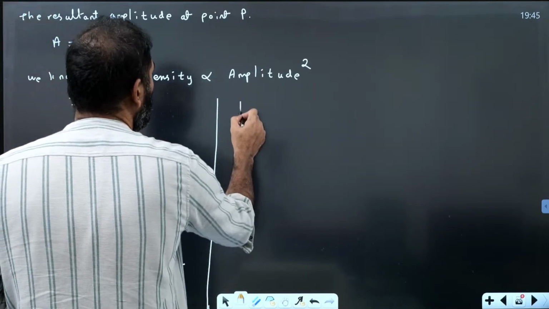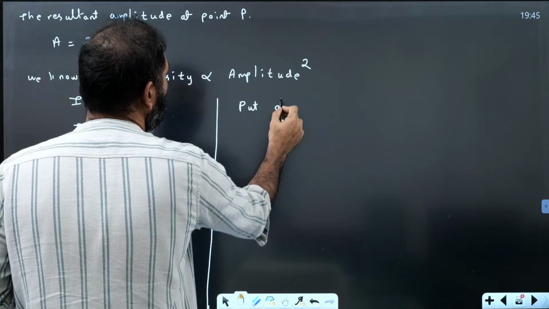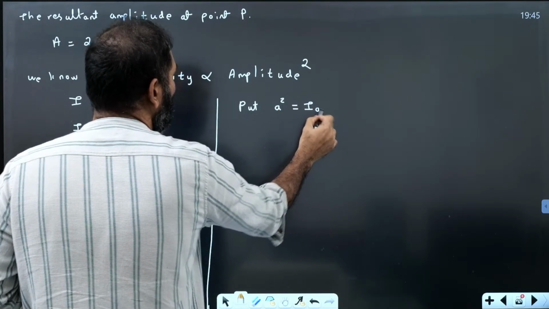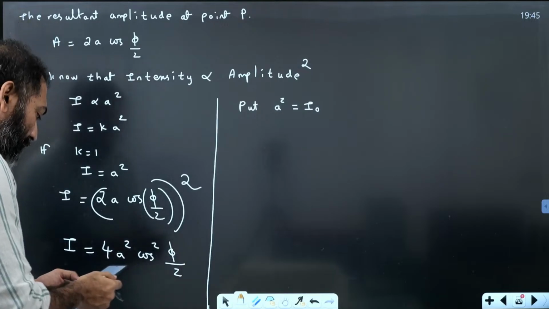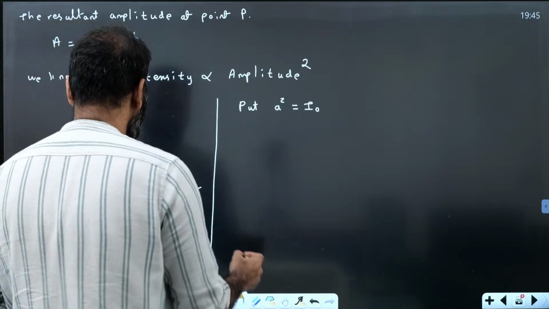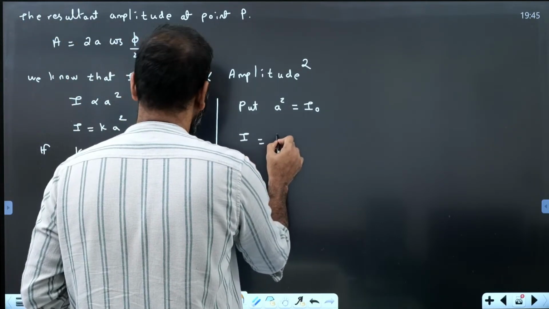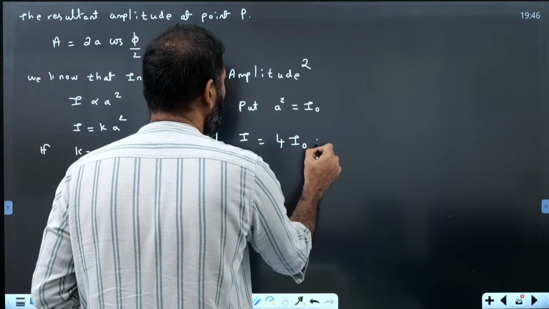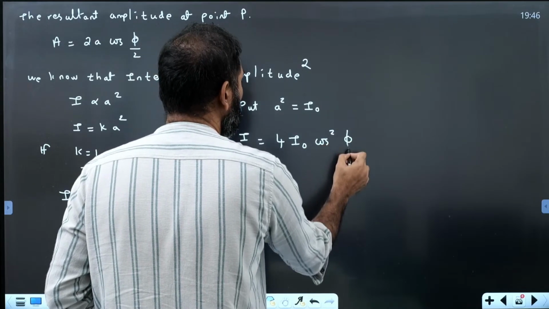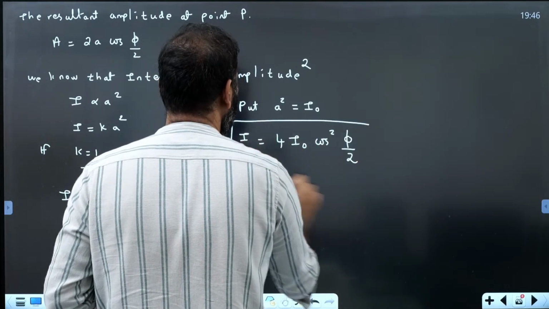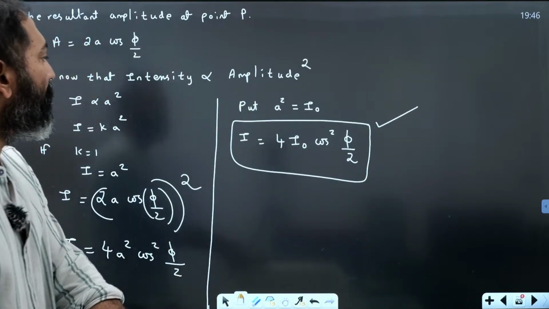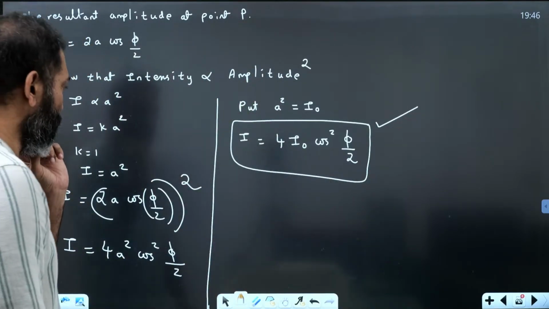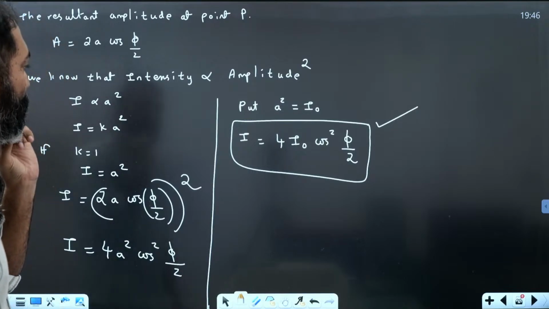Now put A square equal to I0. What is I0? Maximum intensity. A square equal to I0. Then I is equal to 4I0 cos square phi by 2. This is the equation for intensity. I is equal to 4I0 cos square phi by 2. What is I0? A square.